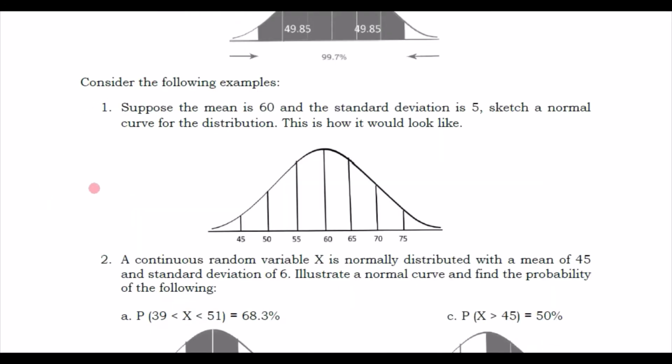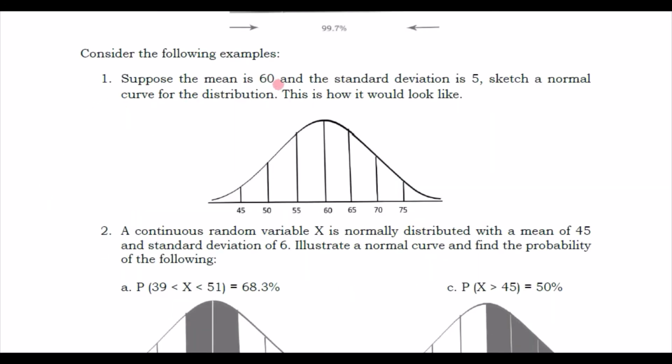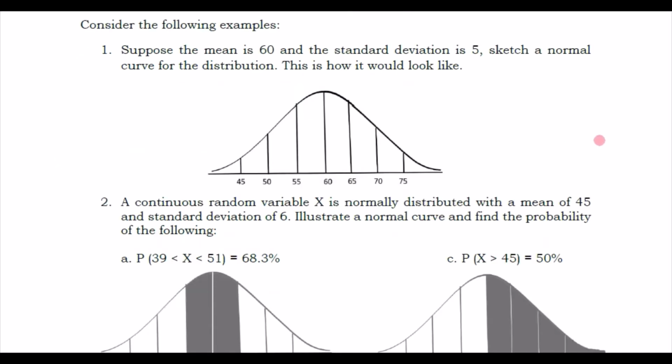Consider the following example. Suppose the mean is 60 and the standard deviation is 5. Sketch a normal curve for the distribution. This is how it would look like. Okay? So, mag-sketch daw tayo ng normal distribution. So, ano yung drawing natin? Ito, yung line na to sa baba, which is the x-axis. And then, itong line na to, that is the y-axis. And then, we will draw a curve. Okay, so mag-draw, ayan. Ito yung curve, yung nasa taas na yan.